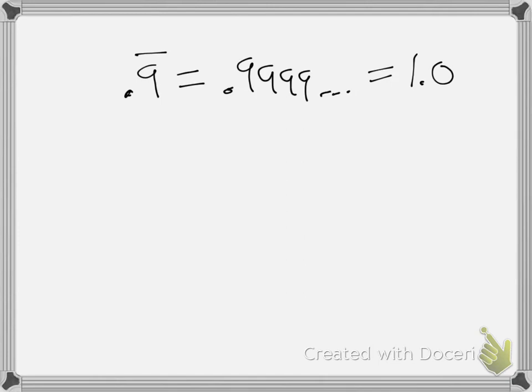Is 0.9 bar, 0.9's forever, exactly 1? Forever's a big deal. Is it just close to 1 or is it exactly right on the money? It's exactly right on the money without even a skosh of difference. 1.0. Doesn't seem like it. You're probably thinking, you are nuts, Mr. Heron. But no, I'm right.